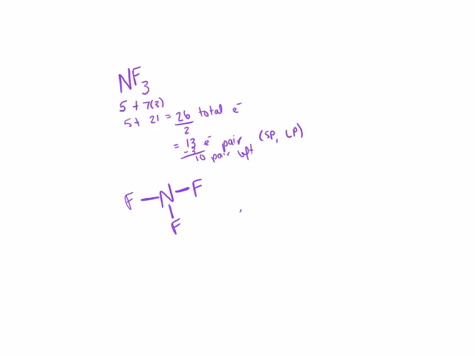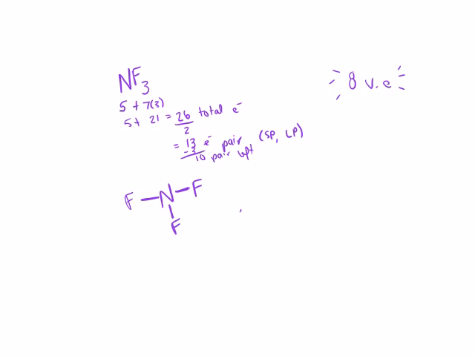So what we're going to do now, as I've already mentioned, the octet rule is that everybody wants 8 valence electrons. That's what we want. So we're going to fill up the sides, fill up our atoms on the outside to where they are satisfied and happy with 8 valence electrons. And then if I happen to have any left over, then I'll put them on the center.